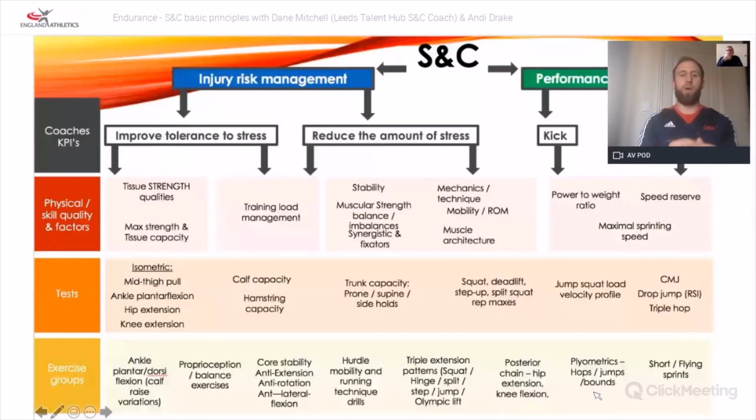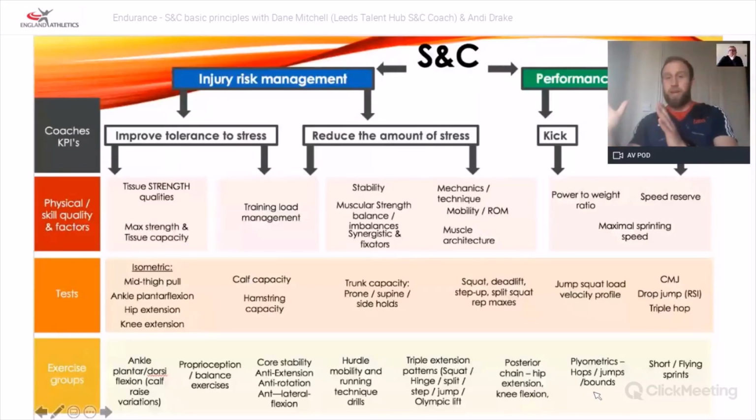If you look below, I've got a little row that says tests. So these are some of the tests that we use, and the row below is exercise groups that we use to hopefully improve those tests and then improve those qualities and reduce the risk of injury.